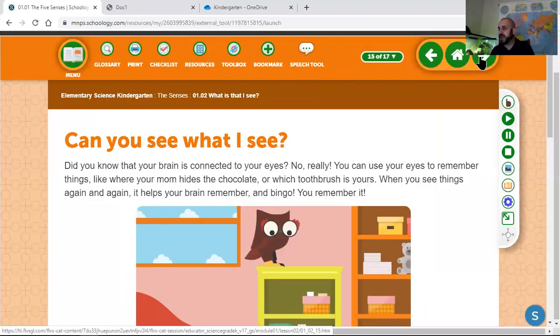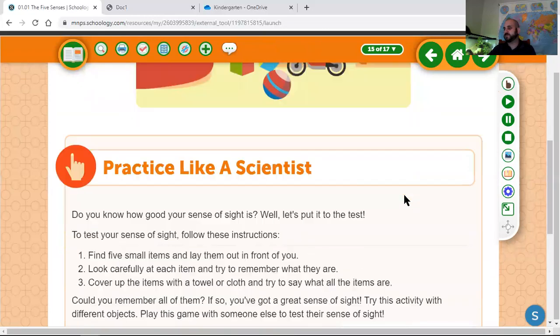Did you know that your brain is connected to your eyes? No, really, you can use your eyes to remember things, like where your mom hides the chocolate or which toothbrush is yours. When you see things again and again, it helps your brain remember, and bingo, you remember it.